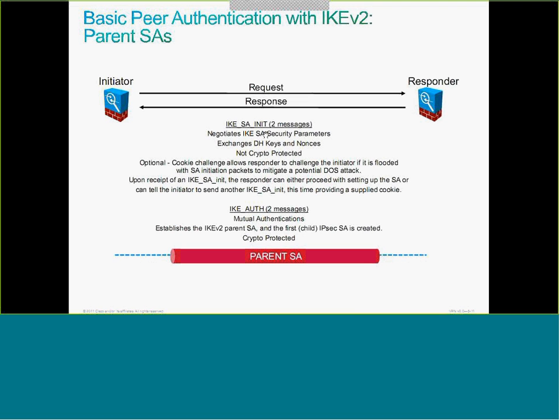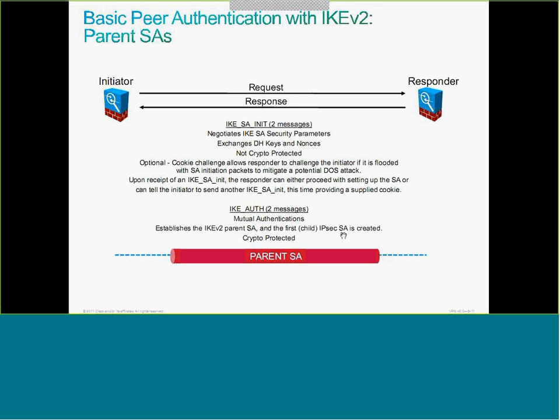But once that SA init is done with the help of two messages, it goes on into the next section, wherein it carries out the mutual authentication, which is again a set of two messages. But what it really does here is it has already established the IKE SA, which is a parent SA, and within that it's going to create the child SA, which is nothing but the IPsec SA. So this is what I was talking about earlier.